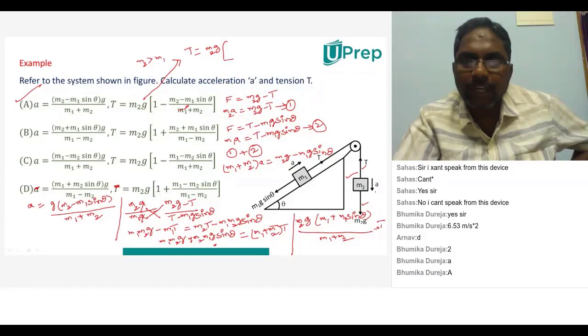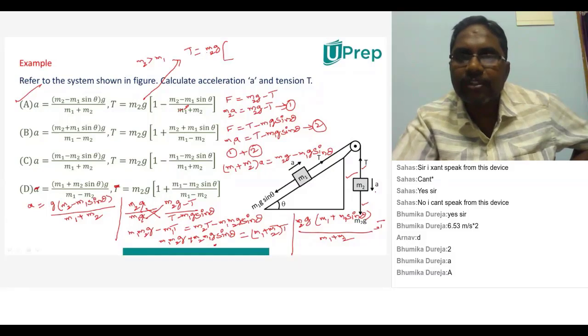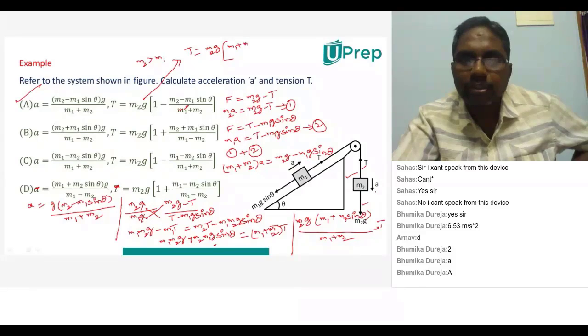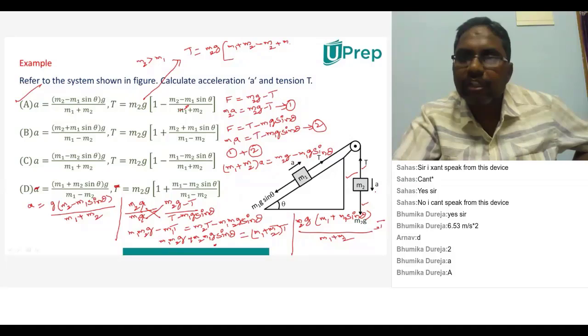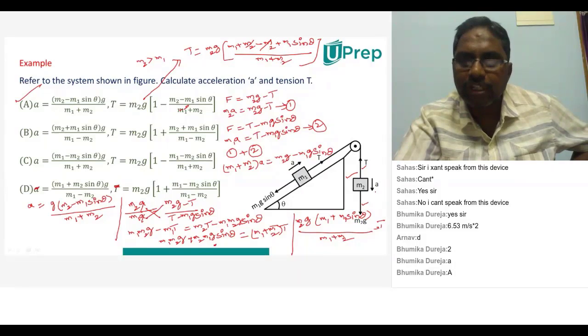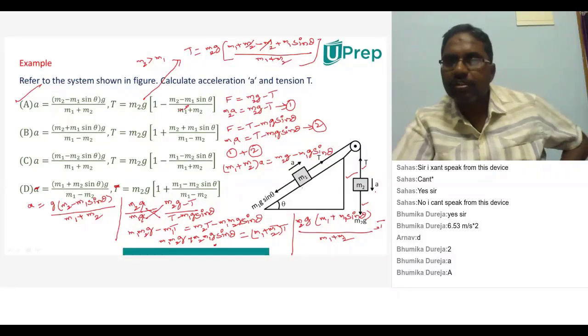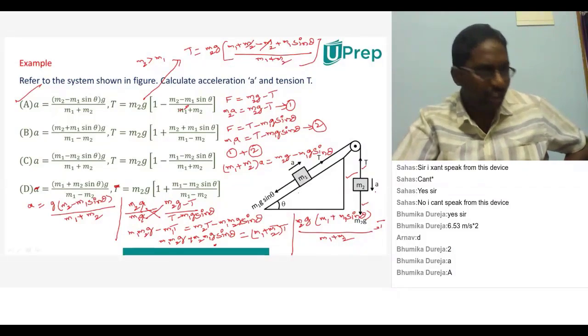And here I am multiplying with this one. Then what happens? M1 plus M2 minus M2. So multiply this minus with minus here, plus M1 sin theta by M1 plus M2 will be there. Now see here M2 will be cancelled. Now M1 plus M1 sin theta by M1 plus M2 is there or not? So that only is there here, or not? Same is there, or not?